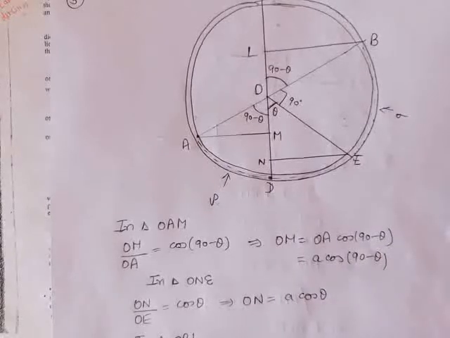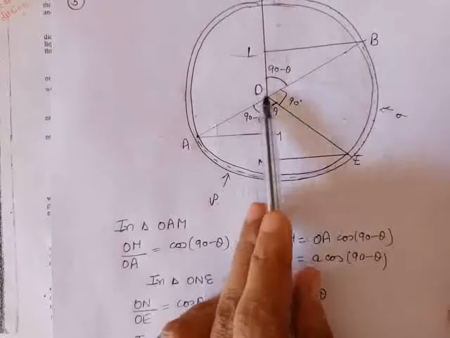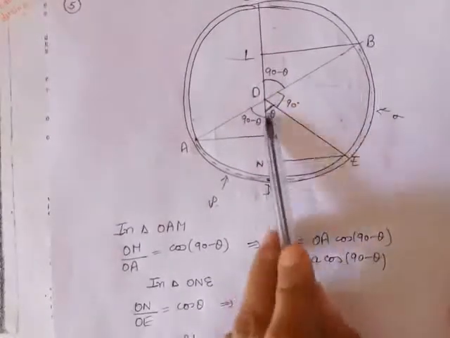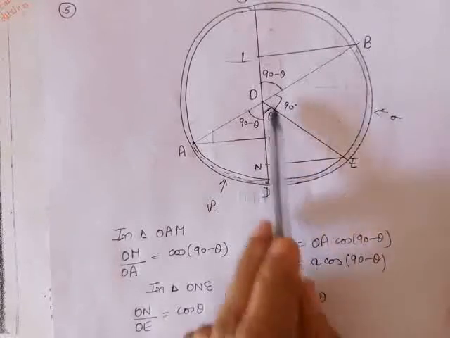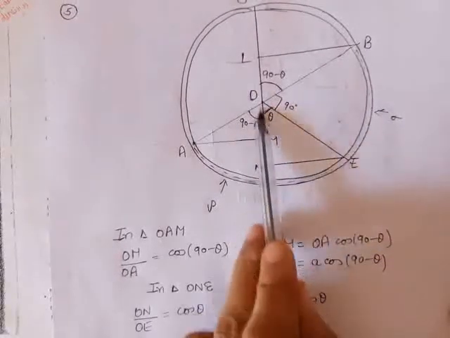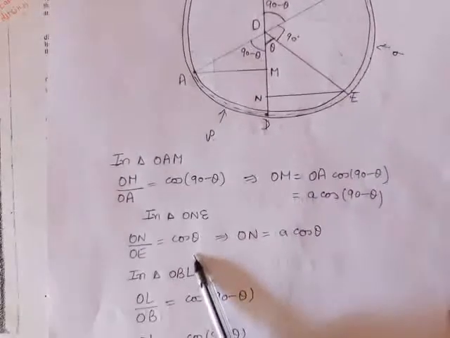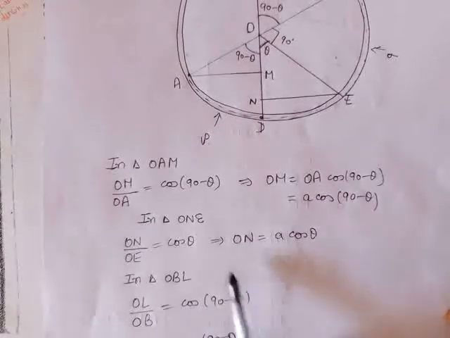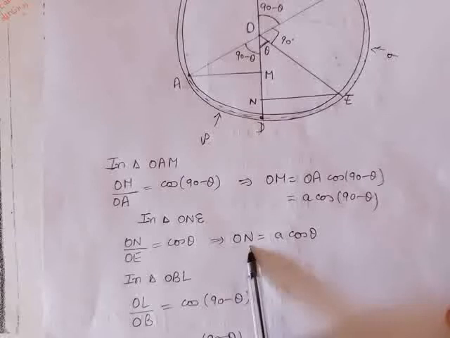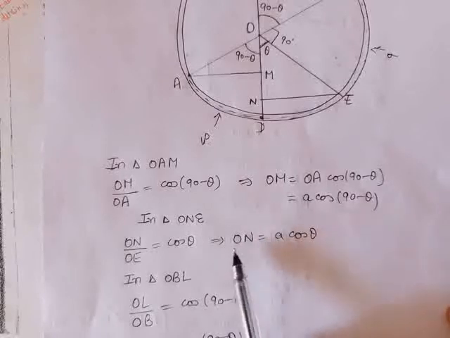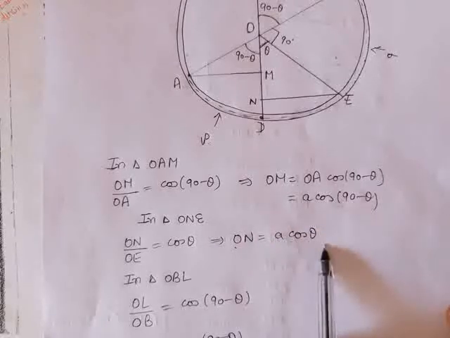Now to find ON, you can use the triangle ONE. From this triangle, ON is the base, OE is the hypotenuse. So ON upon OE, base upon hypotenuse, that is cos theta. So ON will be OE into cos theta. OE is the radius of the circle, which is A. So ON becomes A cos theta.